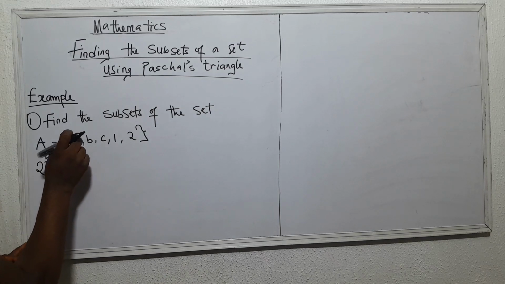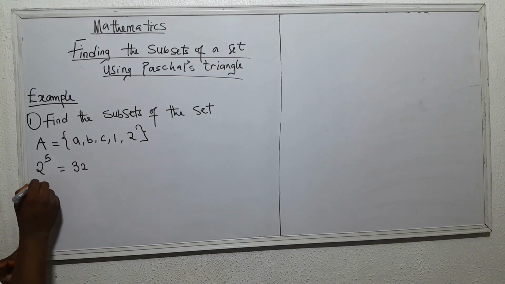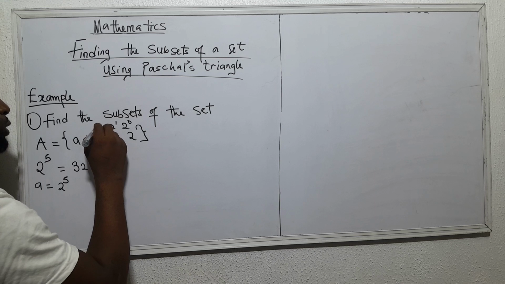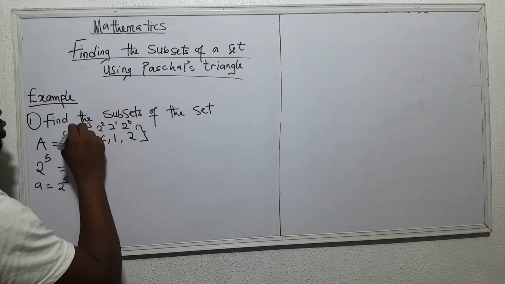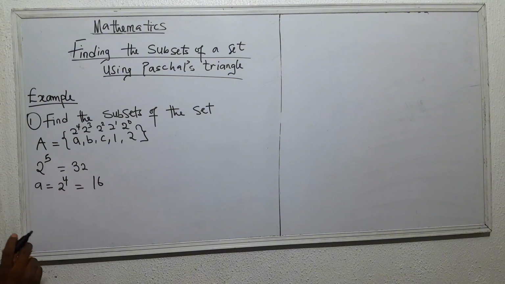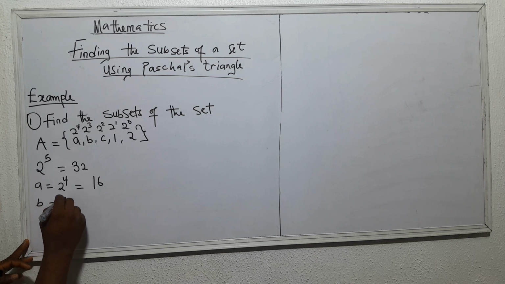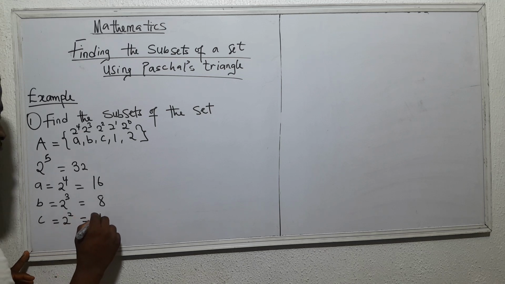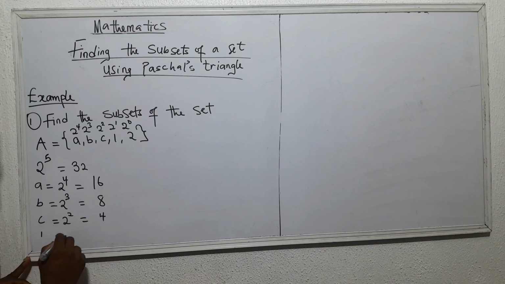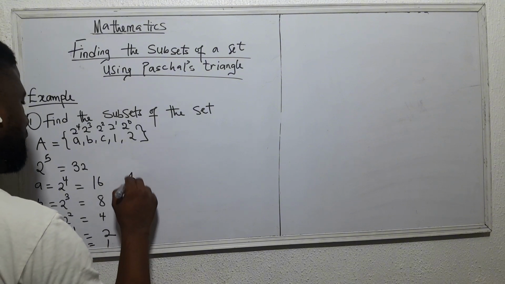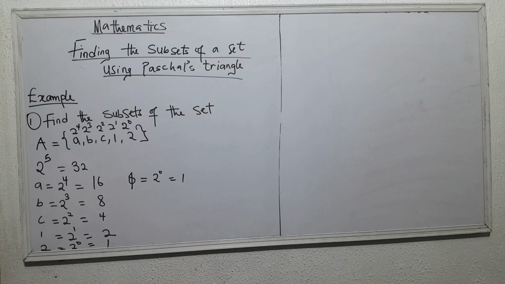Now, if we begin to map each element, element A will give us 2 raised to the power 5. That is from the last one, 2 raised to the power 0, 2 raised to the power 1, 2 raised to the power 2, 2 raised to the power 3, 2 raised to the power 4. Sorry, element A gives us 2 raised to the power 4, which is 16 subsets. Element B gives us 2 raised to the power 3, which is 8 subsets. Element C gives 2 raised to the power 2, which is 4 subsets. Element 1 gives us 2 raised to the power 1, which is 2 subsets. And then element 2 gives 2 raised to the power 0, which is 1 subset. And of course, the empty set also is 1 subset.